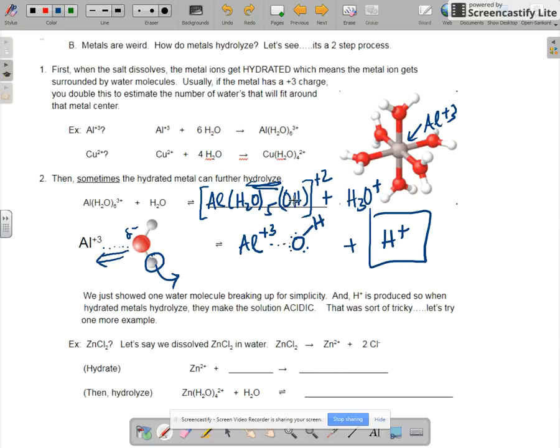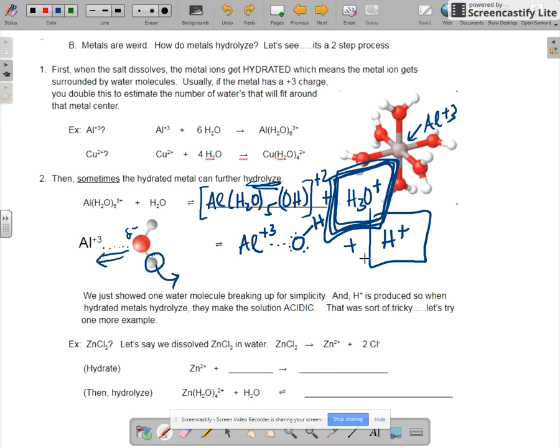Now, you might be saying to yourself, oh yeah, look, I see that OH minus, that's basic. Not the case. When that OH minus is stuck in this complex ion, it does not have basic properties. So that OH is truly just along for the ride. What you need to focus on is that what was produced is hydronium ions. So this solution will be acidic.